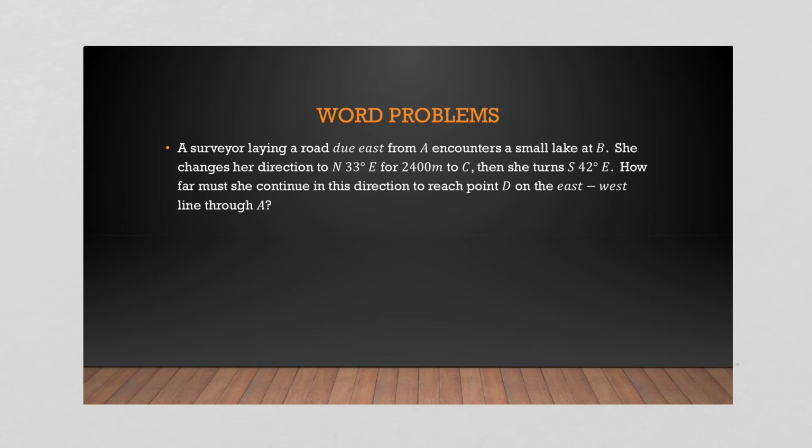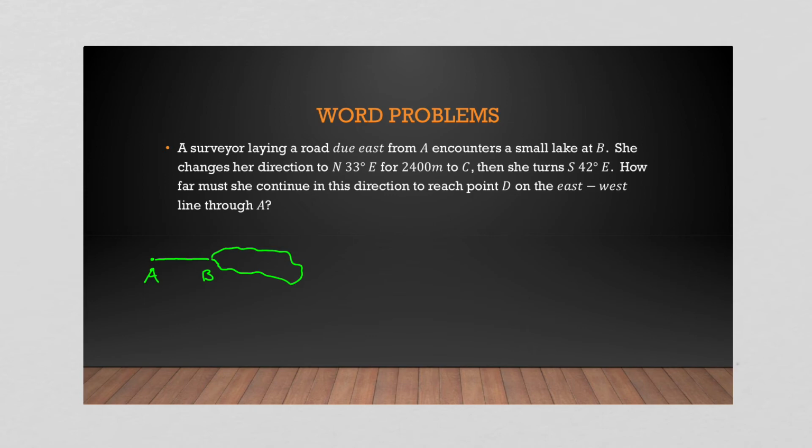So let's just say here's A, okay? The surveyor is starting. And if they're moving due east this direction, and they encounter a lake here at B. So draw your lake. And they're building a road. So they've got a bit of a problem, okay? So she changes her direction when she's at A. So she changes her direction before she gets to the lake because she sees the lake.